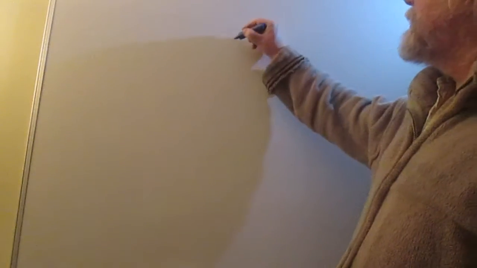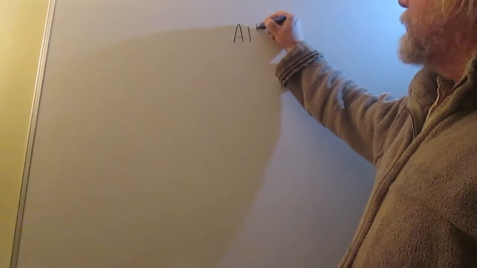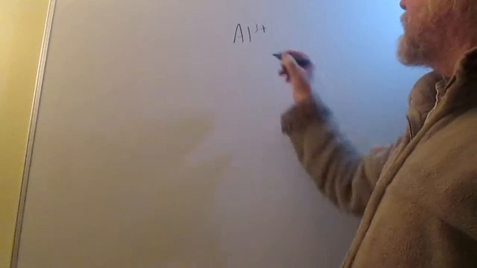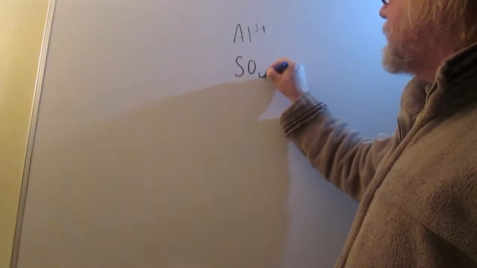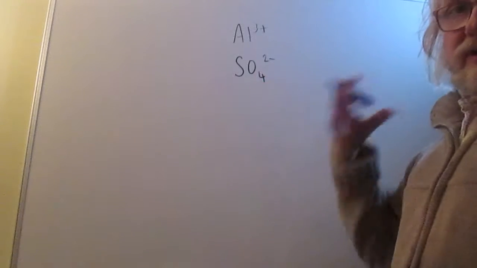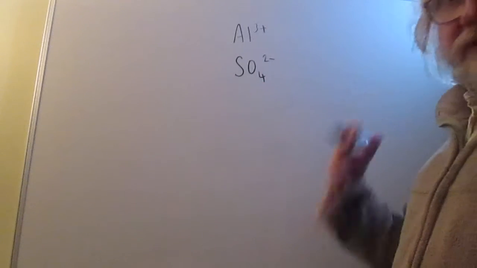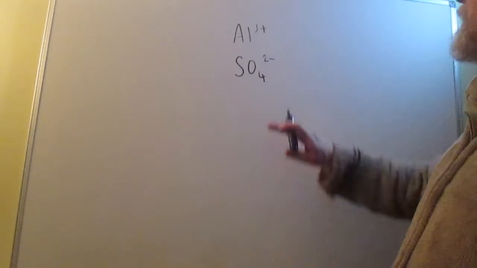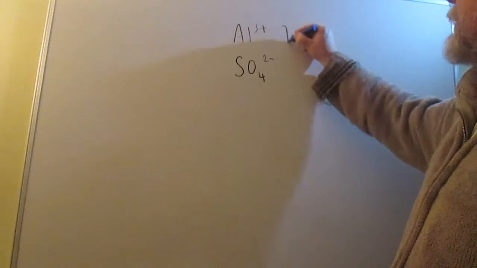So aluminium, remember, is in group 3, and so it will form 3 plus ions. Sulfate is one of those that you should have memorized, it is SO4 2 minus. Make sure you know those polyatomic ions, the common ones like sulfate, nitrate, carbonate, and so on. So it's not just going to be AlSO4, because those charges don't balance.